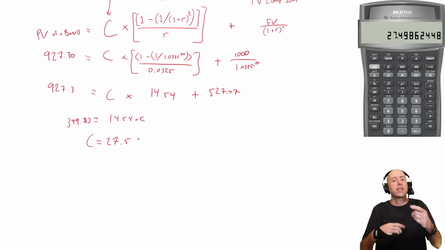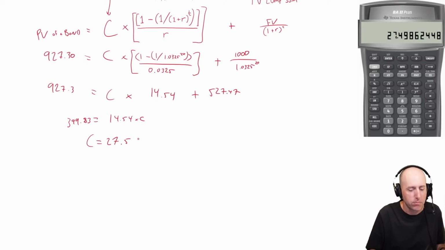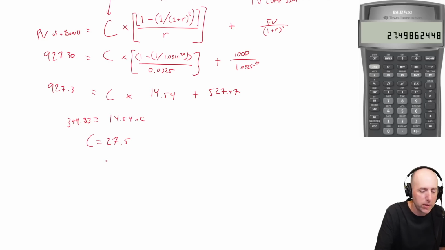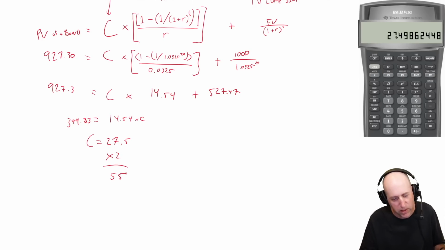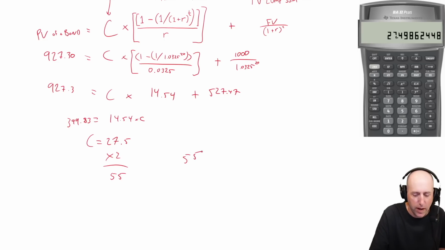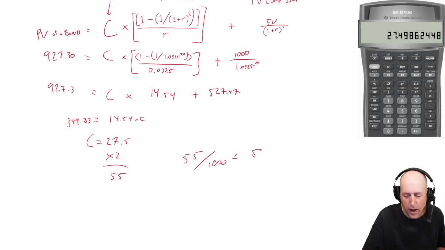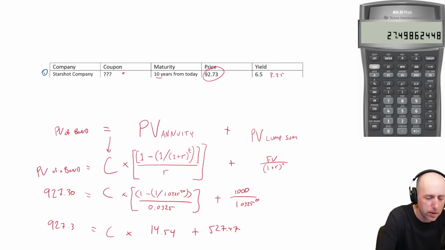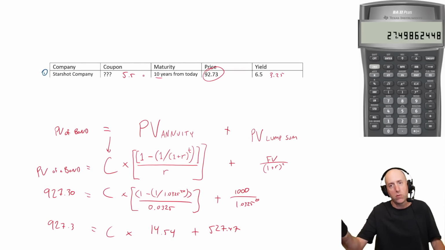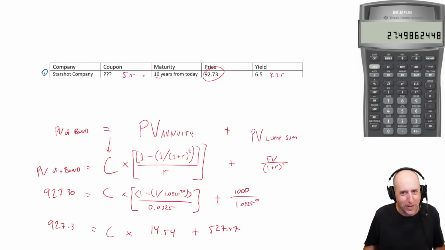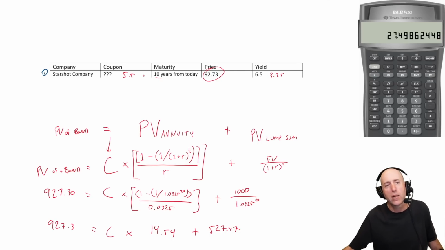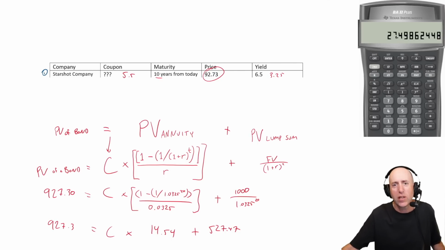And remember, that's every 6 months. So double it to get annualized. And we end up with a payment of 55. And this number is looking very familiar to me. 55 divided by 1,000 gives us a coupon rate of 5.5%. So that's the number that would go in our table, and that is the number we got earlier in the question. So there we've done it. We've done it by calculator, but we can also do it by hand.